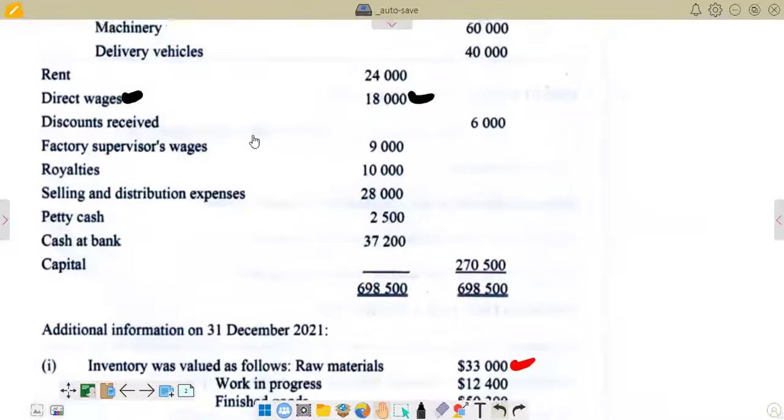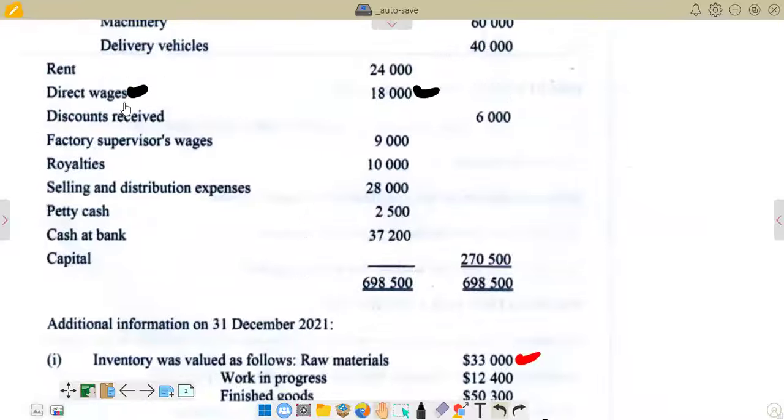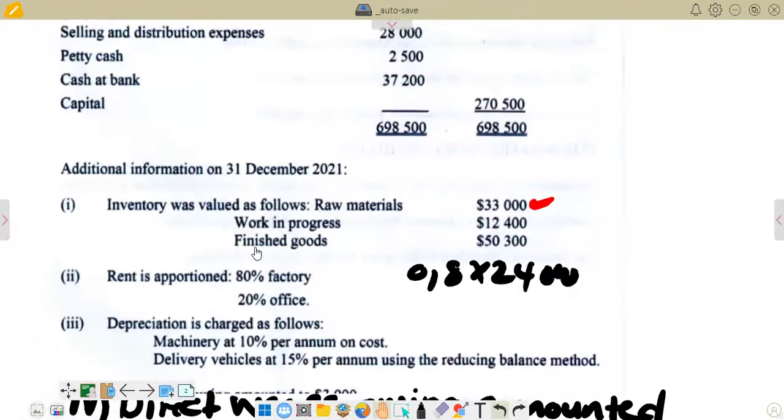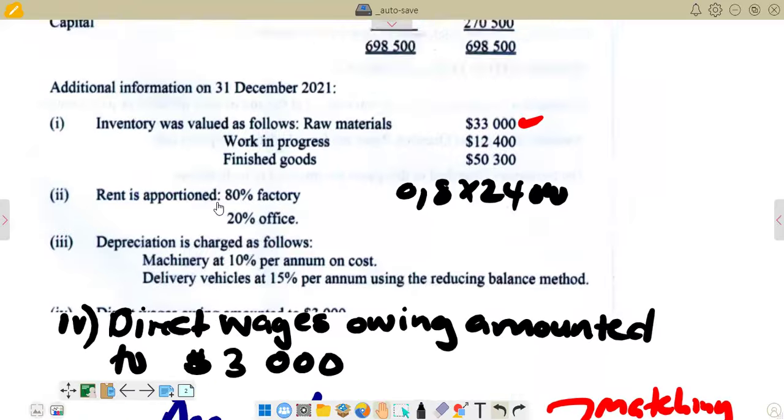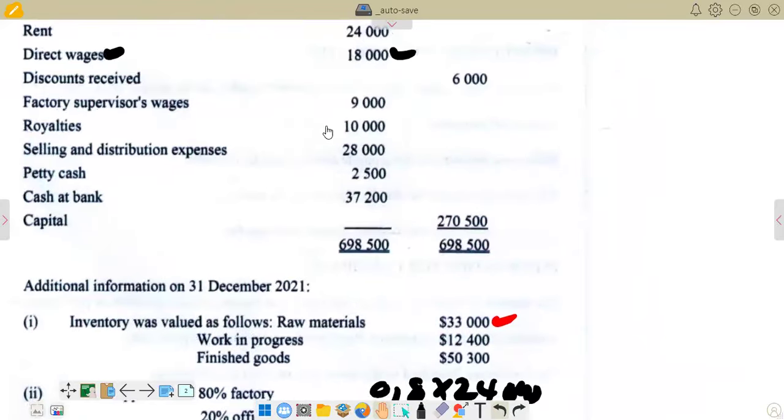So if you go down, you see that after rent, we have got direct wages, which is not part of prime cost. We leave it. Discount received, we're going to adjust it in the income statement under other income. We leave it. We've got factory supervisor's wages, 9,000. So we also have factory supervisor's wages as a manufacturing overhead, 9,000. So we check if you've got any adjustment in terms of prepayments or accruals. You see that we don't have any prepayments or accruals in terms of factory supervisor's wages. So we're going to put the figure that we have in the list of balances, which is 9,000.